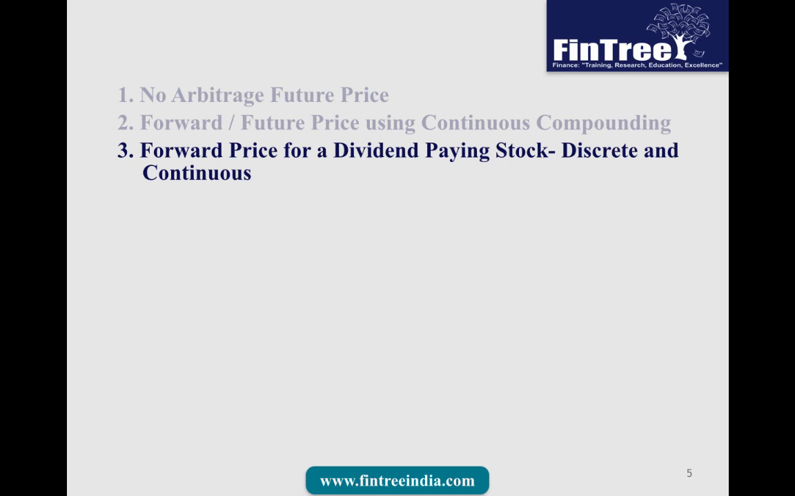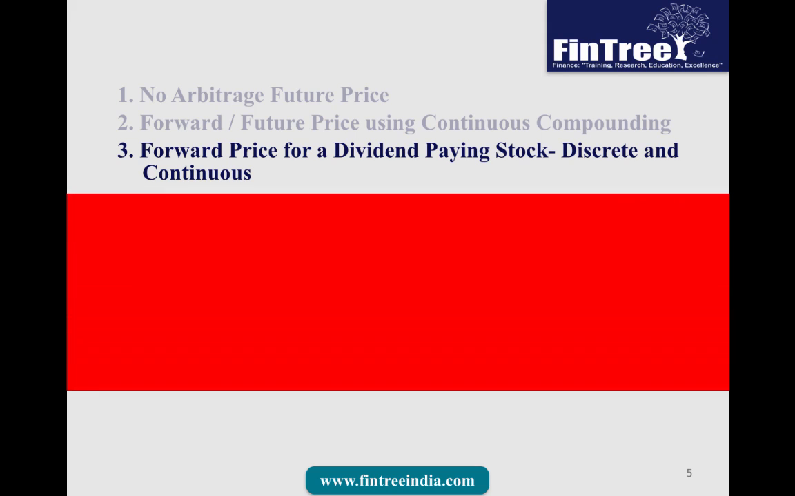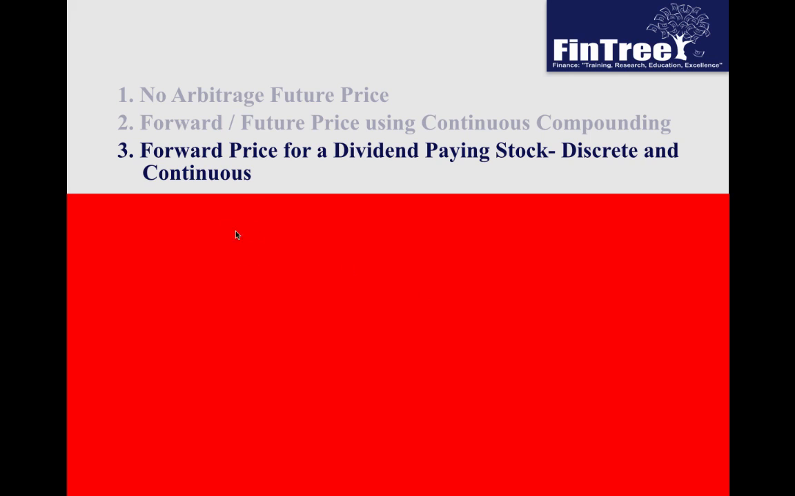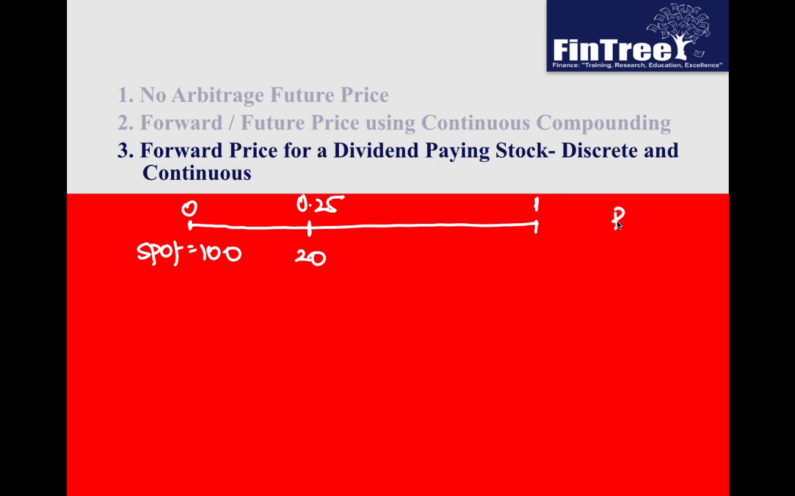Forward price of a dividend paying stock, discrete and continuous. So we are technically looking at two separate formulas here. First we will do the discrete scenario. This is time 0, this is time 1. The spot price currently is 100. We are expecting a dividend of 20 at 0.25, and the risk-free rate of return given to us is 10%. Now we have been asked to find a no arbitrage forward price.